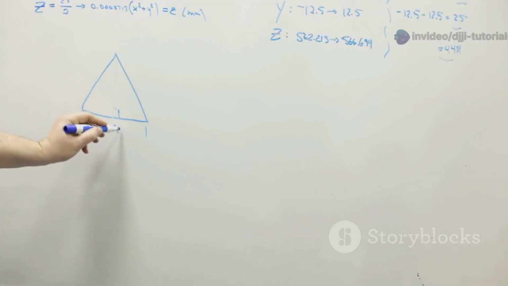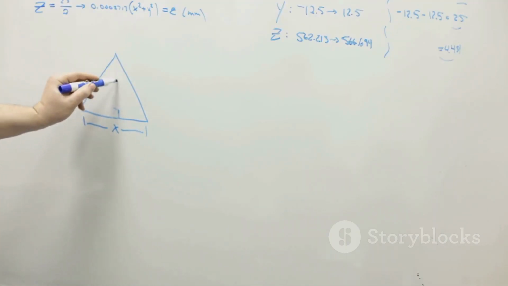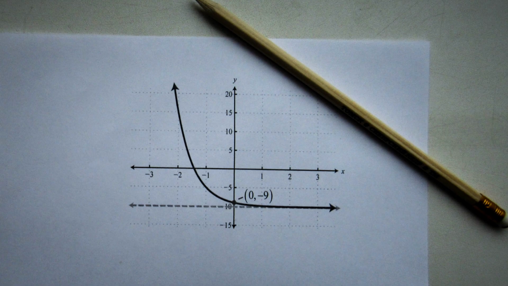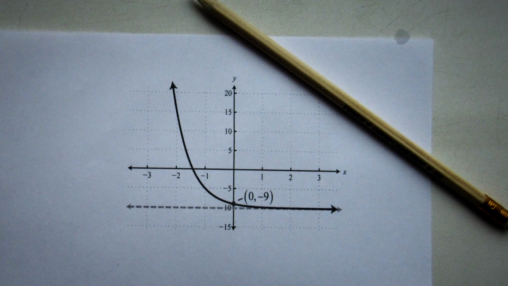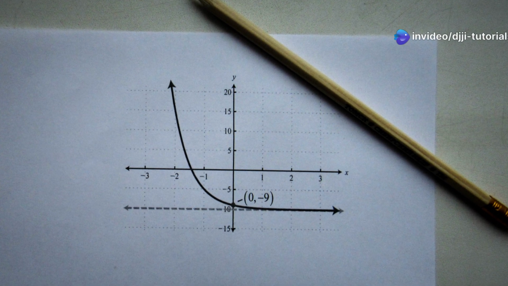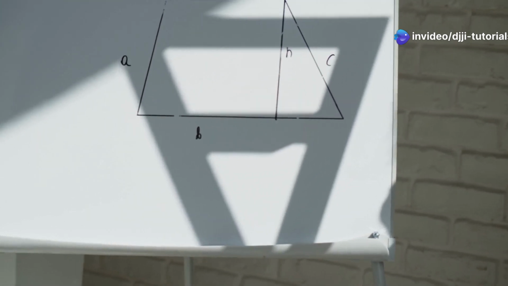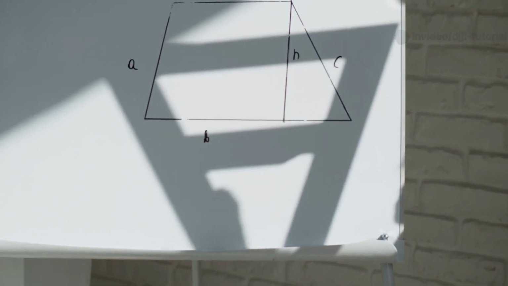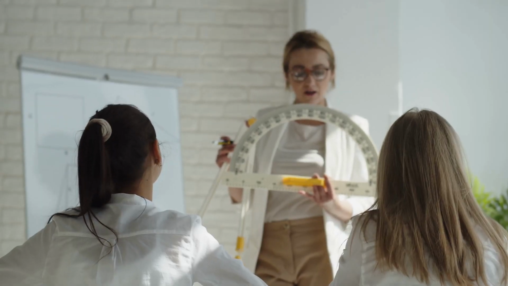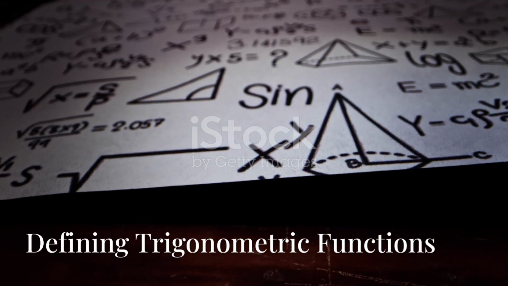Initial side. The first side of the angle, the ray starting from the vertex, is the initial side. In standard position, this initial side always lies along the positive x-axis. Terminal side. The second side of the angle, which rotates from the initial side, is the terminal side. The position of the terminal side determines the angle's measure.